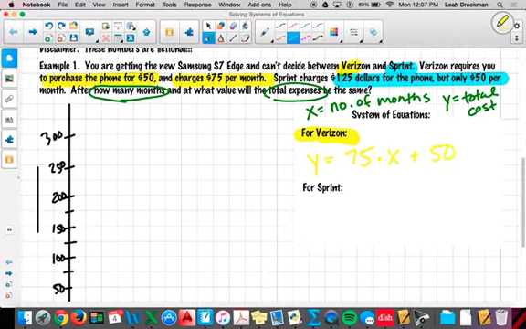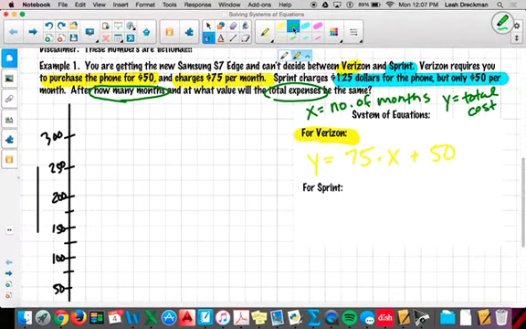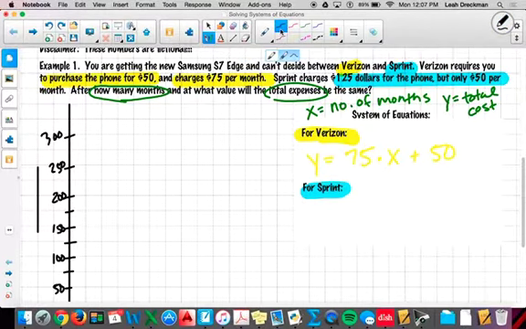All right. And then Sprint works the same way, just with a different rate. And so realize every time they give us a rate, we're looking at slope. So for Sprint, the rate or the slope is going to be 50 per month. So we'll say our total cost can be $50 times the number of months I use the company, and then I also have to add in the price of my phone, which was 125.